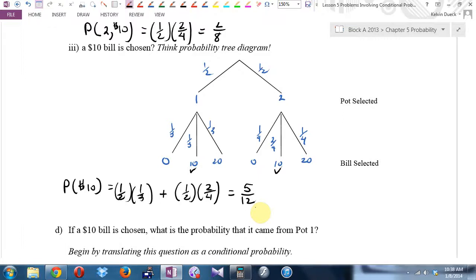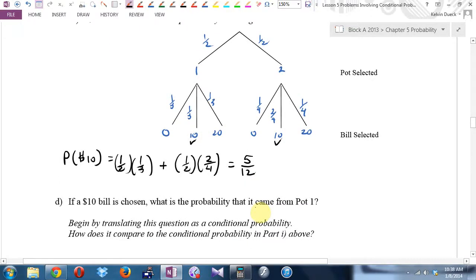Now, there's going to be a trigger word that I'm going to use. So can all of you, where it says D, draw a little arrow pointing to the word if, and the word that I'm going to use whenever possible is the word given that. That's going to be your trigger that it's a conditional probability question. And I wrote here, begin by translating this question as a conditional probability. Here's how we would write this, and you're going to have to know how to write this. This is the one time when I'm going to be going to the formula because the formula works best.